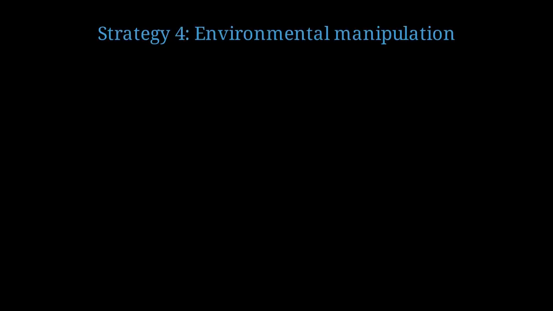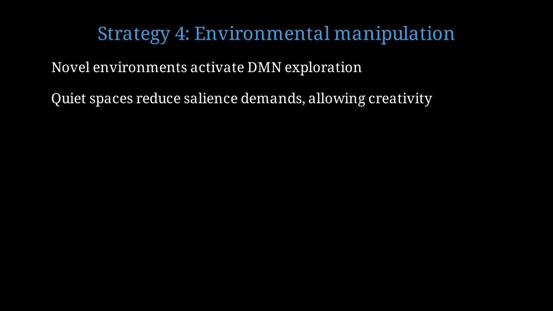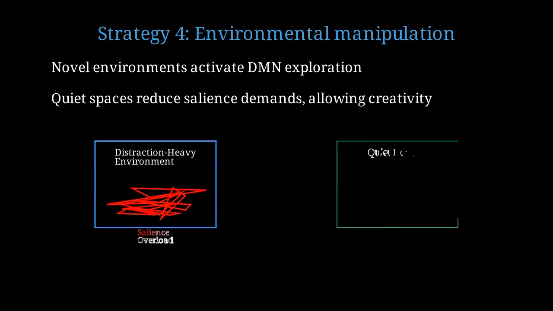Strategy 4 involves manipulating your environment to shift brain states. Novel environments naturally activate default mode network exploration. Changing your physical location can trigger new associative patterns. Quiet spaces with minimal distractions reduce demands on the salience network, allowing it to focus on internal thought processes rather than external stimuli. Compare these environments.